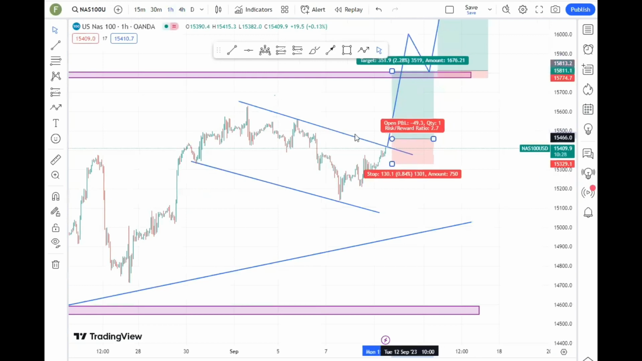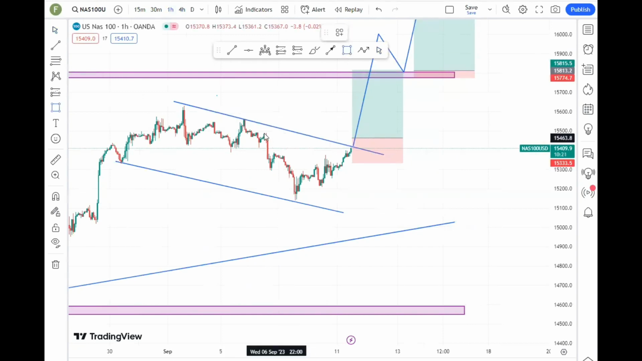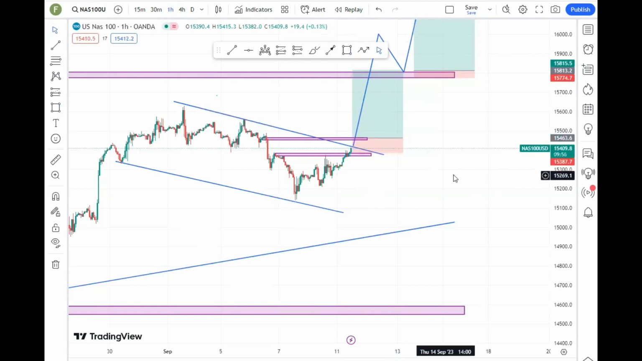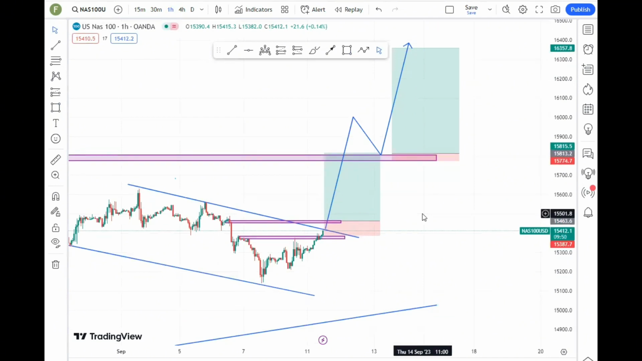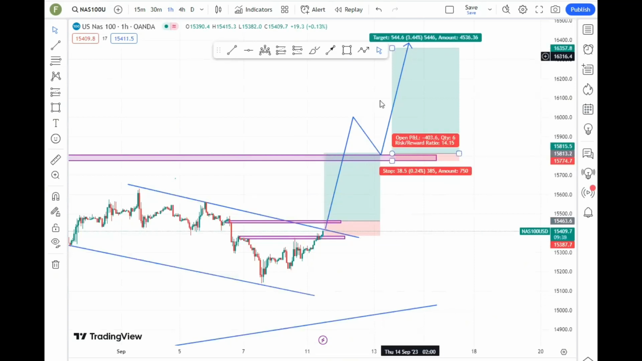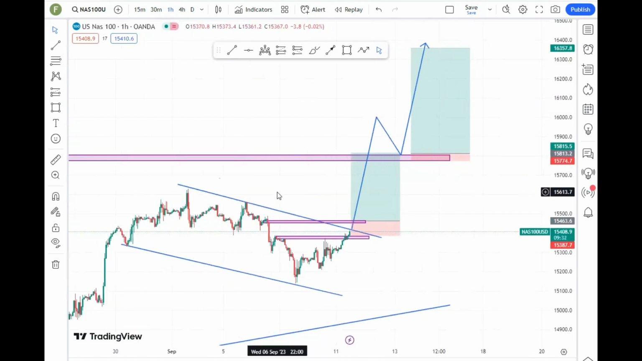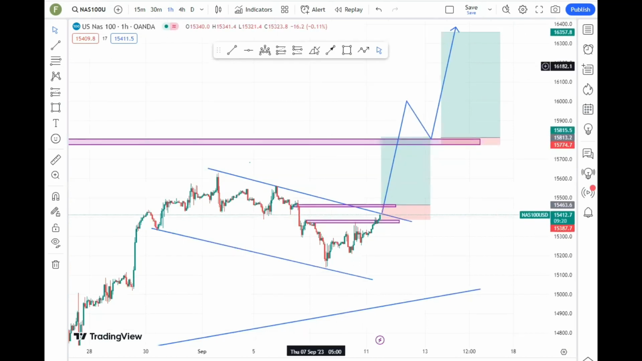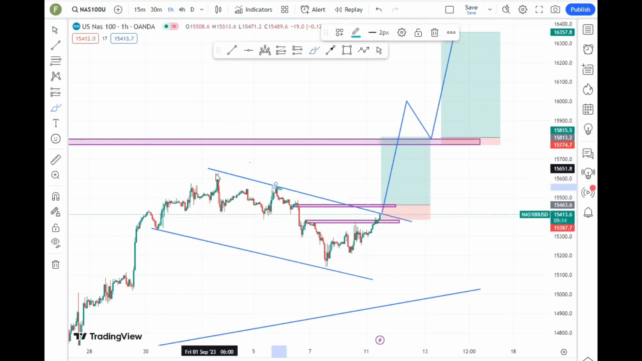So this is what I'm expecting for NAS100 to do before continuing to the downside, if it's going to reject at a certain point, which I'm expecting it to either reject or reverse at this point here, or just at this point here, before continuing and proceeding with our setup.